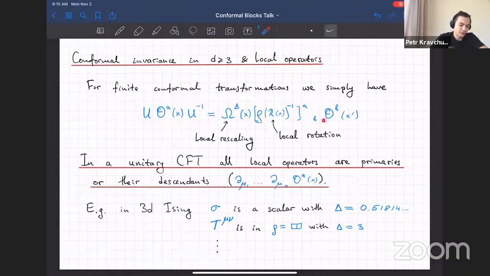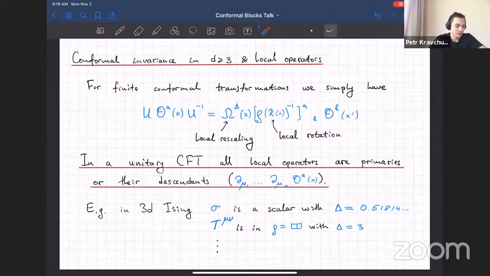is just a statement that acting on a local operator, the local operator gets sent to some new point. So if x was sent to x prime, the local operator is now at x prime, and it just gets rescaled and rotated by the local rescaling and local rotation. In the sense that conformal transformations locally look like rescalings and rotations because they preserve the metric up to a factor. And the primary operators just feel this local rescaling, local rotation, and transform in some general way under them.